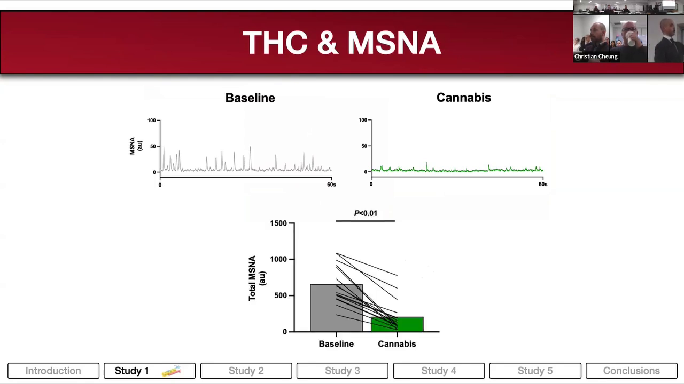Now, while this is just one neurogram from one participant, what I will show you is that at the group level, we also observed this large decrease in MSNA, with the individual lines here demonstrating that this happened in every single participant we tested.